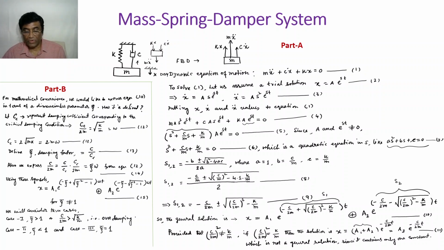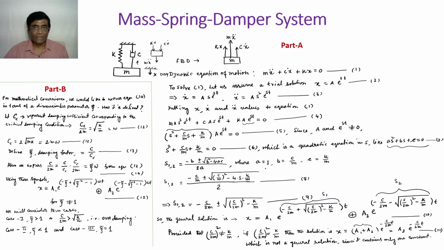That is, c by 2m square is not equal to k by m. That is either c by 2m square greater than k by m, or c by 2m square less than k by m. So this solution is valid only for these, and for the other case we will move forward and solve it in a different way, so that it really has two roots.